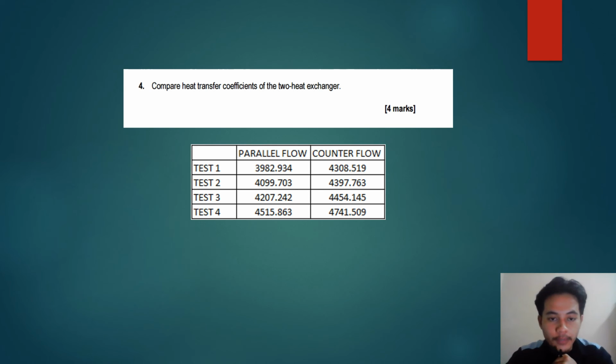Number 4, compare the heat transfer coefficient of the two heat exchangers. So this is the table for parallel flow and counter flow. This is the comparison. We get the comparison from the calculation before. So this is the result.